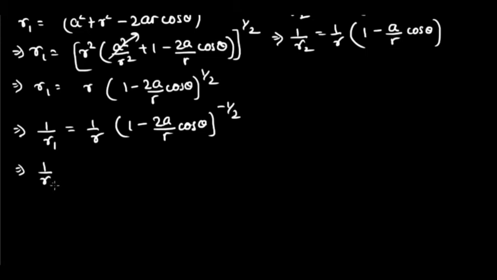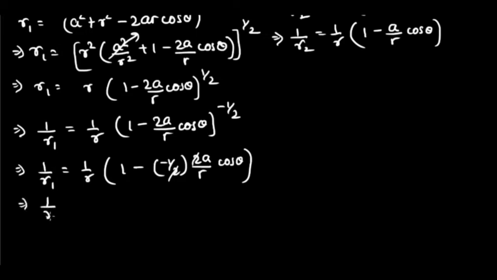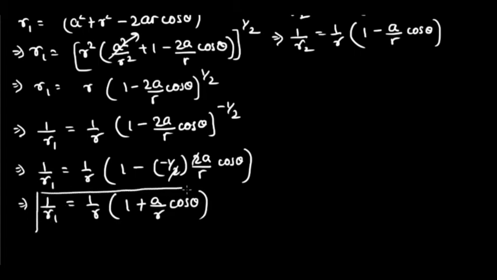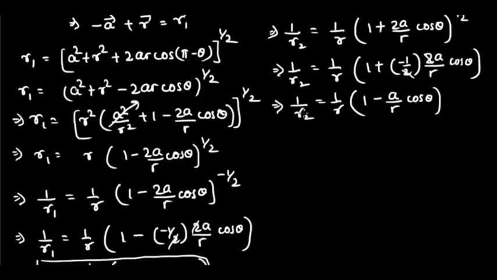So you'll get 1 by R1 is equal to 1 by R into 1 minus half into 2A by R cos theta. So this 2 and 2 will cancel and minus becomes plus. So we'll get 1 by R1 is equal to 1 by R whole into 1 plus A by R cos theta. So students, we have found the value of 1 by R1 and we have found the value of 1 by R2. So this is the value of 1 by R2. Is that clear?